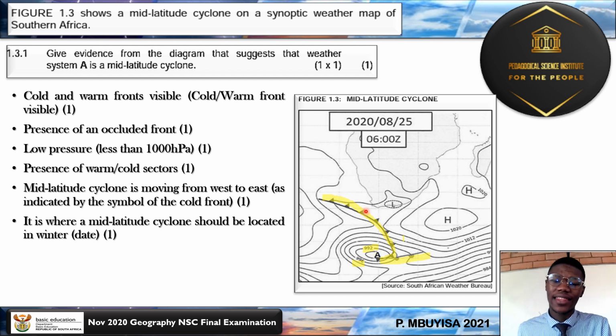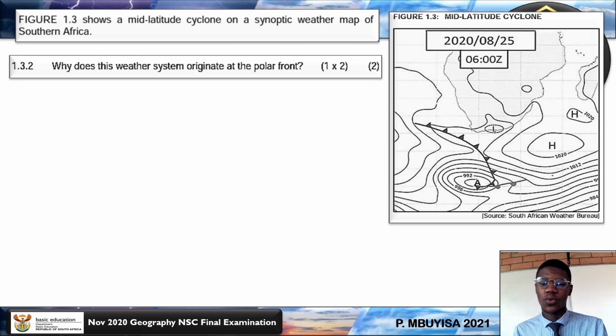And again, you can think about the last reason here at the top. The last reason is the date. Remember, this is late August, the 25th of August. So that is winter, and we say these systems occur throughout the year but affect South Africa only in winter. So that's another reason. Question number 2, 1.3.2.